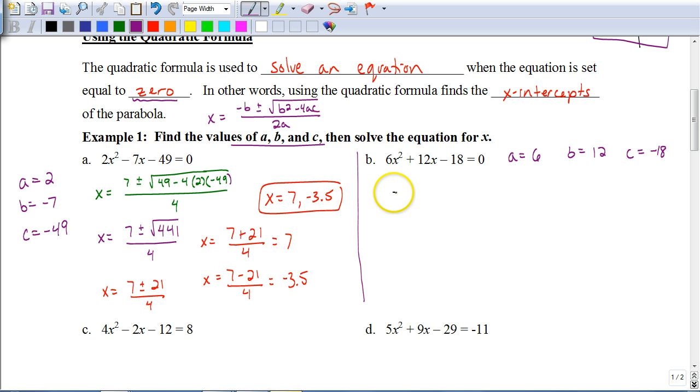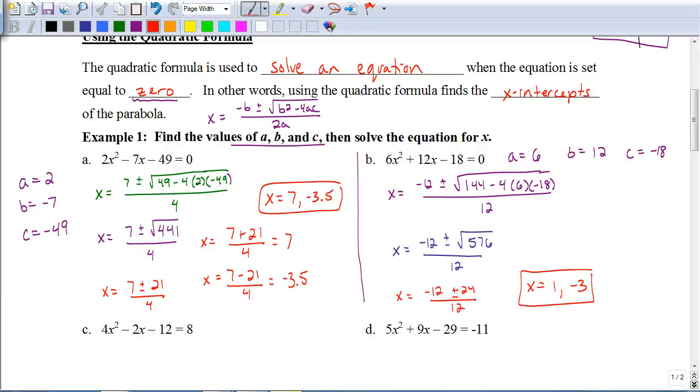So it's going to be the opposite of B, so negative 12 plus or minus a square root. Remember, 12 squared, we can do that in our head. B squared is 12 squared, which is 144. Minus 4 times A, which is 6, times C, which is negative 18. And it's the whole thing divided by 2A. 2 times 6 is 12. Now I want you guys to pause the video and take it from here. See if you can simplify it. Then hit play when you're ready to check your answer.